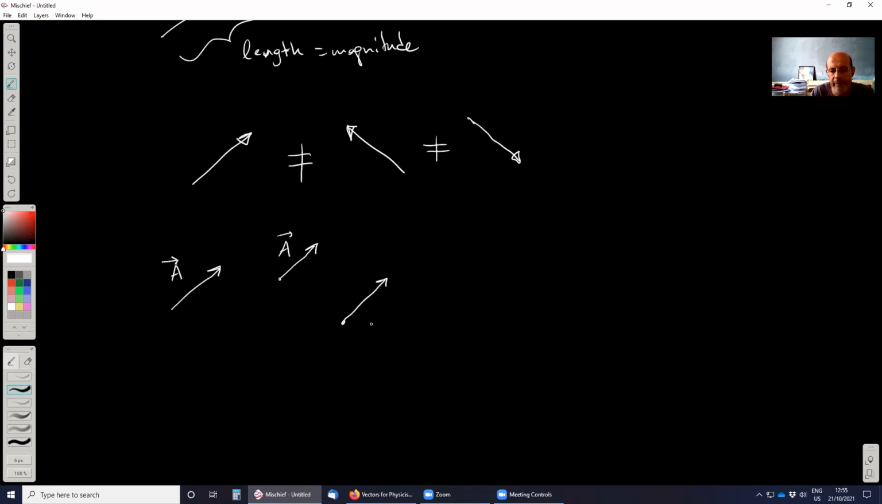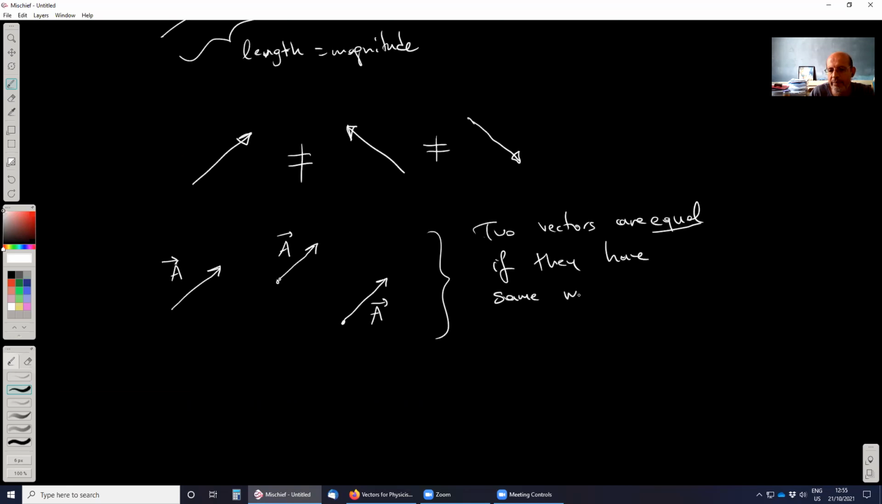Starting points do not matter. Let me write it down: two vectors are equal, as the mathematical equality, if they have the same magnitude and the same direction. So that's the vector equality.